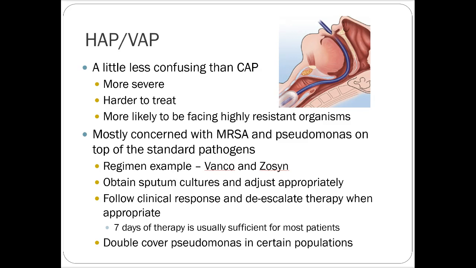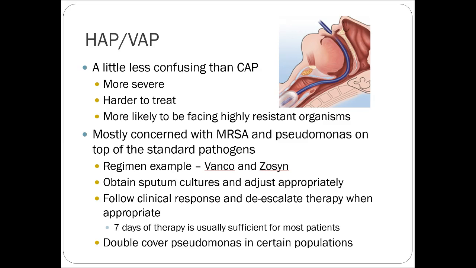For HAP-VAP, this isn't quite as confusing. Usually if somebody develops this, you're just going to treat them broadly right away. Vancomycin, cefepime, metronidazole, covering everything. Whether you need to cover anaerobes or not is probably situational.